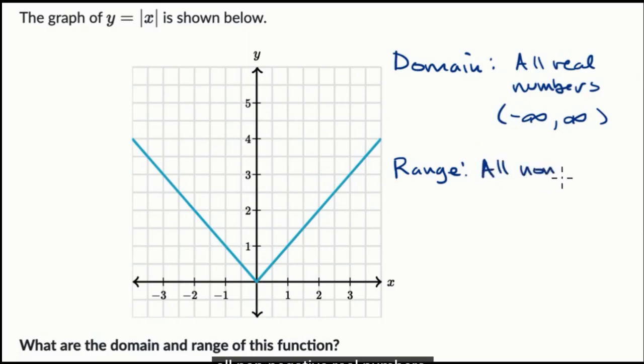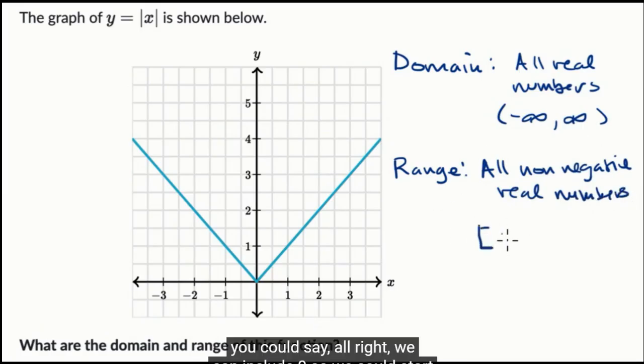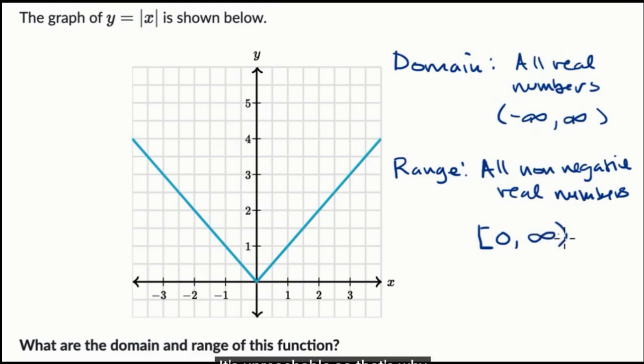All non-negative real numbers. Or if you wanted to write it like this, you could say, all right, we could include 0. So we could start at 0, and you can go up to positive infinity. And you can never go up to positive infinity. It's unreachable. So that's why we don't include it in the set there. And that's why we just have a parentheses.